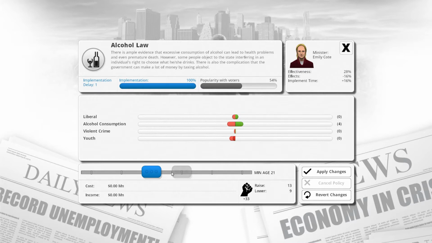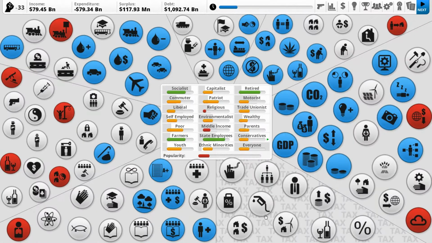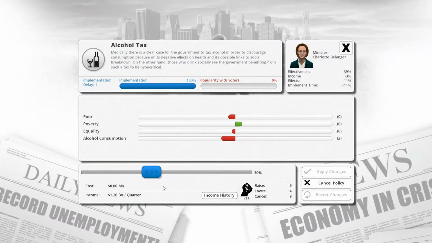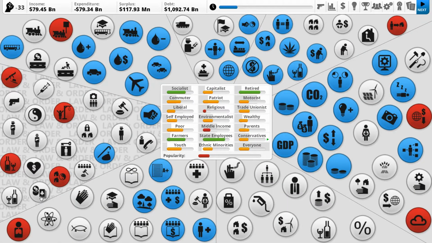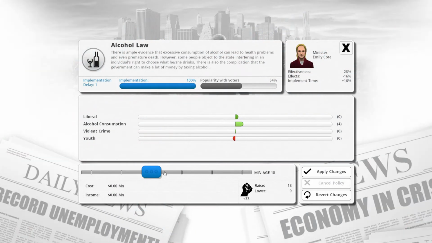Oh, no, wait. No, never mind. That totally makes sense. What am I saying? And it's going to lower alcohol consumption if it changes. Let's see what we make off alcohol tax to see if it's worth lowering alcohol consumption. Currently 1.2 billion per quarter. That's pretty much peanuts. So, let's raise the drinking age somewhat. This is going to affect the youth, but the youth isn't a huge population.